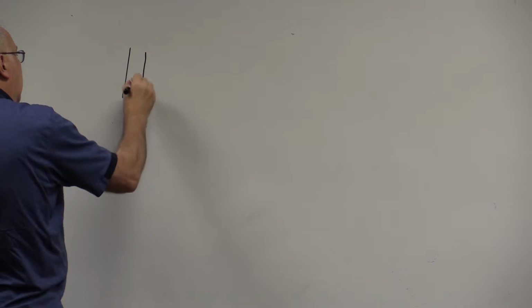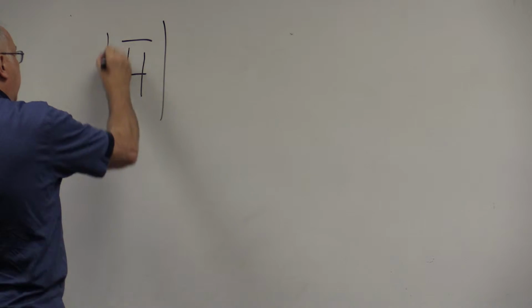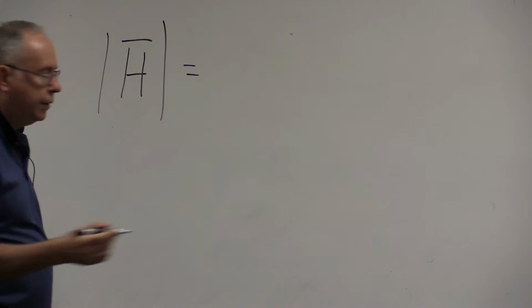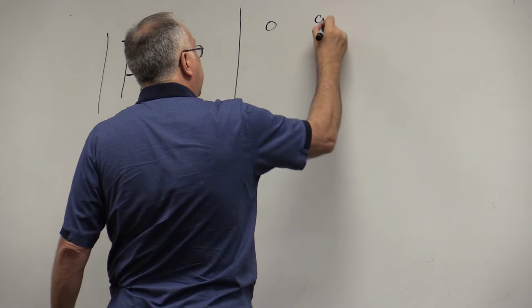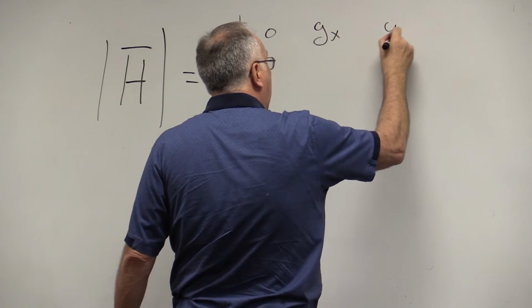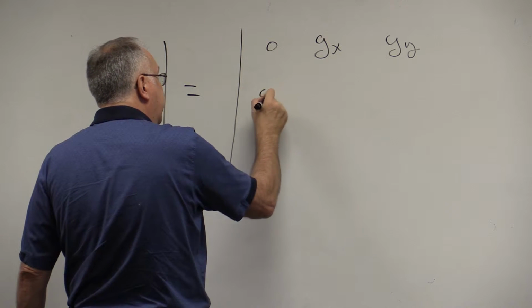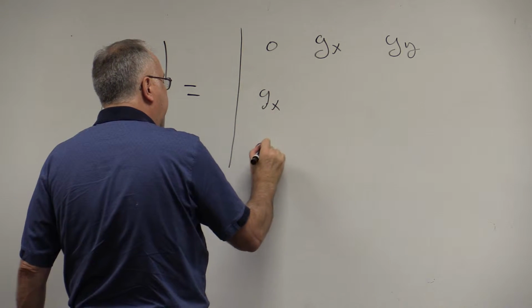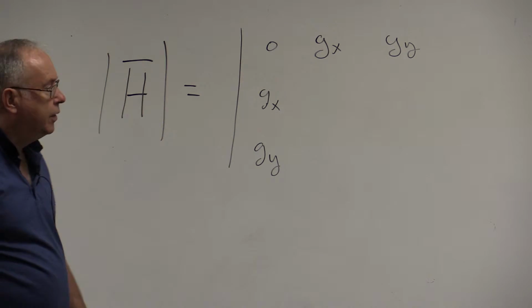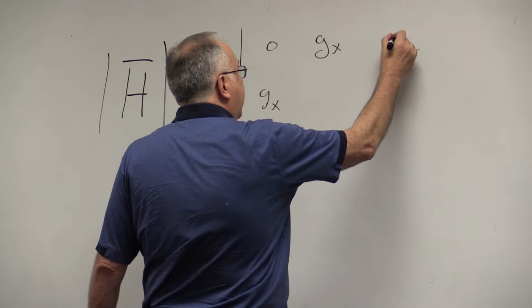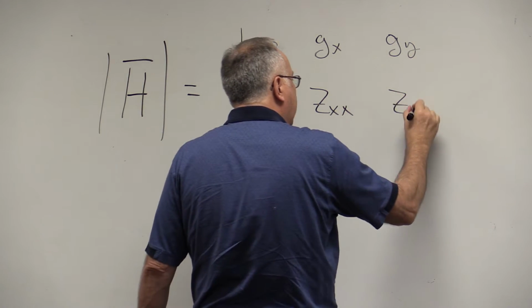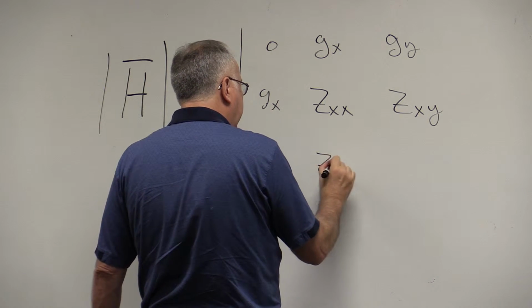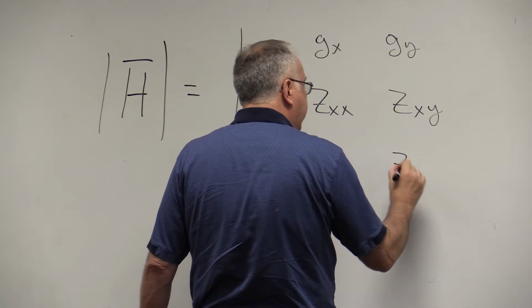You look at this bordered Hessian, and it's written this way. The bordered Hessian is just this. It'll be 0, g sub x, g sub y. First column will be 0, g sub x, g sub y. You have the same border here. That's the border. And then the remaining terms are capital Z sub x, x, capital Z sub x, y, capital Z, y, x, capital Z, y, y.